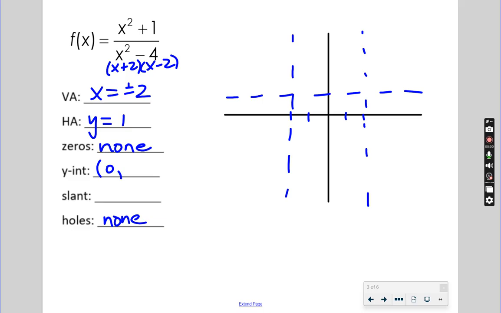What do you get when you plug in 0 for x? -1/4. Okay, we finally have a point. And no slant asymptote because we had a horizontal. Okay, we don't have a lot to go off of, so we're going to need to plug in some more points.